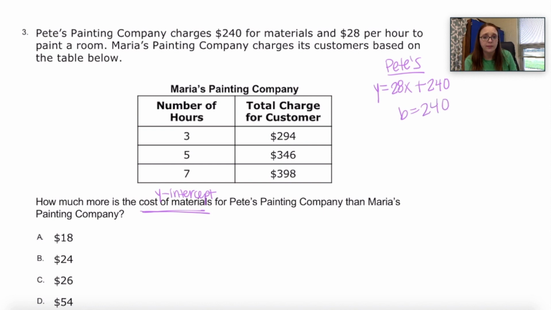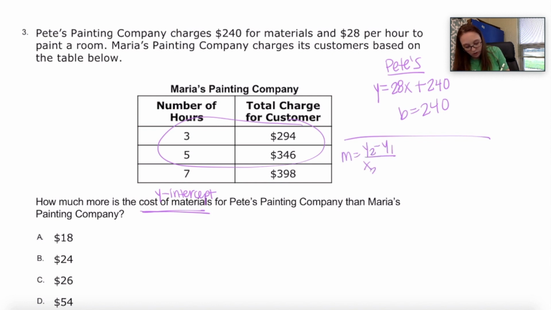What about for Maria? We've got a table here. So we're going to go through the steps that we would go through to come up with the equation for Maria. First I'm going to find the slope. And remember, to find the slope, you take your difference in your y values divided by the difference in your x values. So we're going to do 346 minus 294 over 5 minus 3. 5 minus 3 is 2. And 346 minus 294, I'm going to get 52.